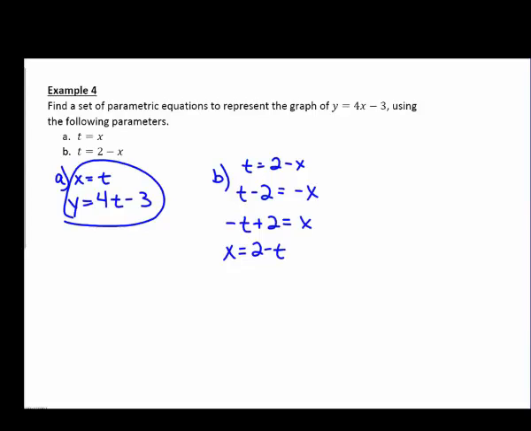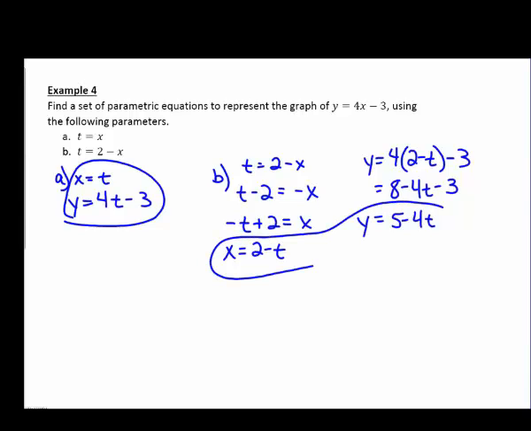And then we can go ahead and plug that in to our x in the y equation. And so we can put in 2 minus t and then simplify that. So we get 8 minus 4t minus 3. So then we get 5 minus 4t. And so that is the set of parametric equations.